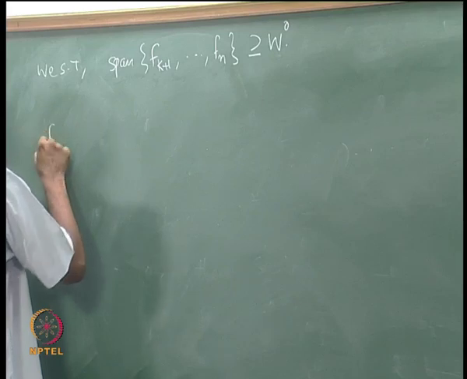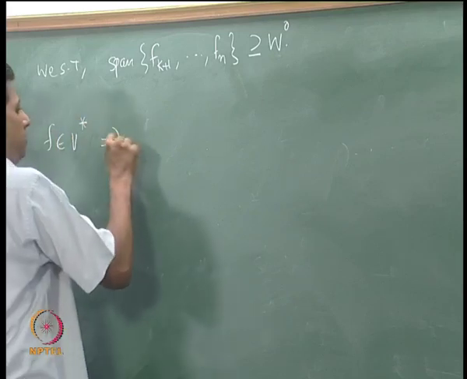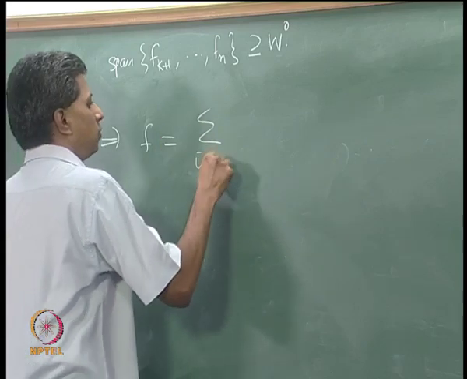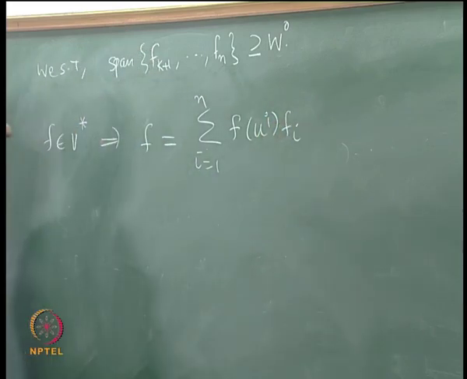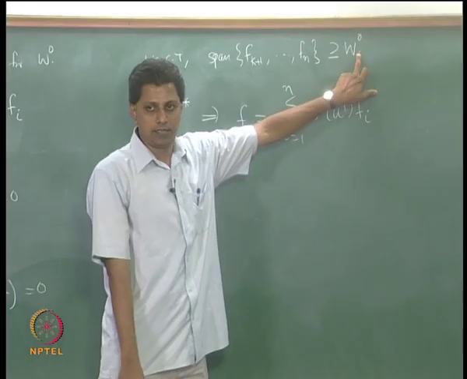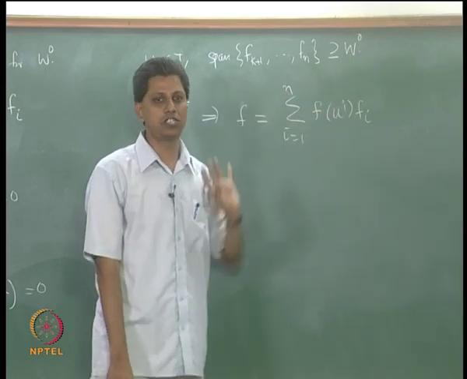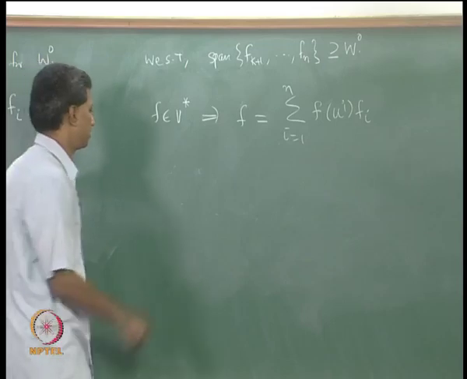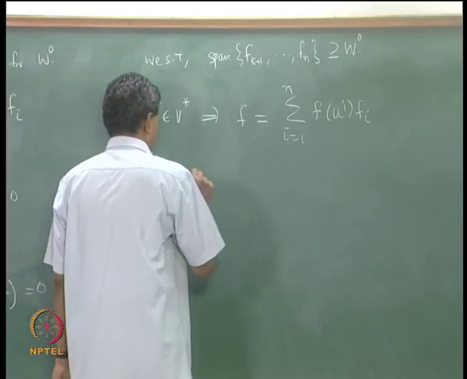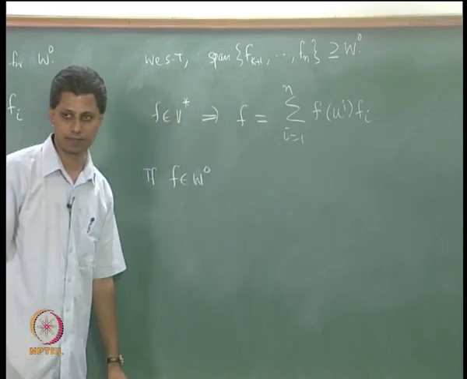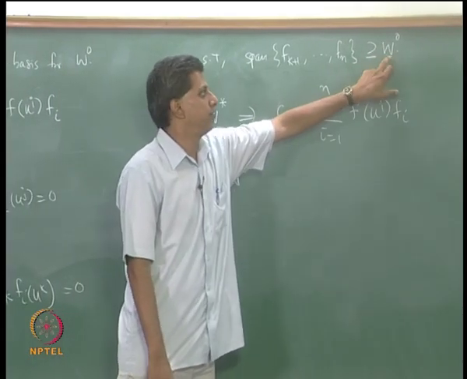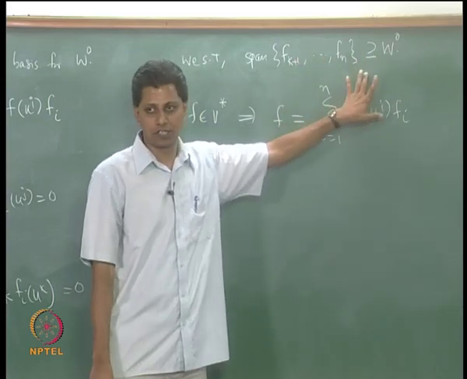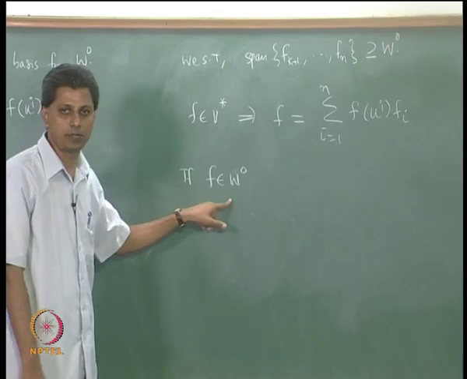I have written down if F belongs to V star, then F equals summation i equals 1 to n F of ui fi. W naught is a subset of V star. So W naught consists of functionals, linear functions. Let's remember. What I want to show is F belongs to W naught implies F is a linear combination of these functionals. So let F belong to W naught.